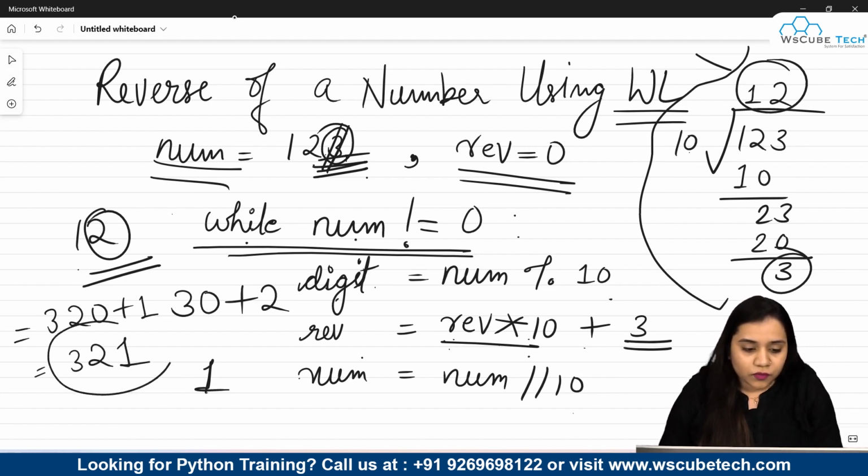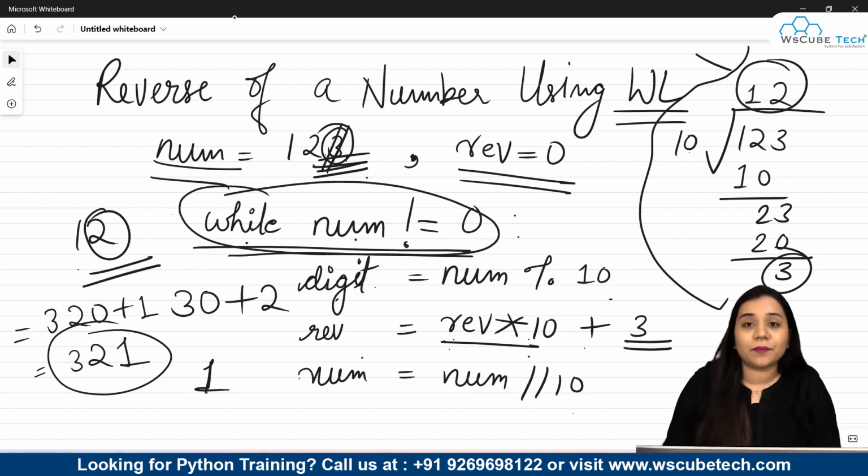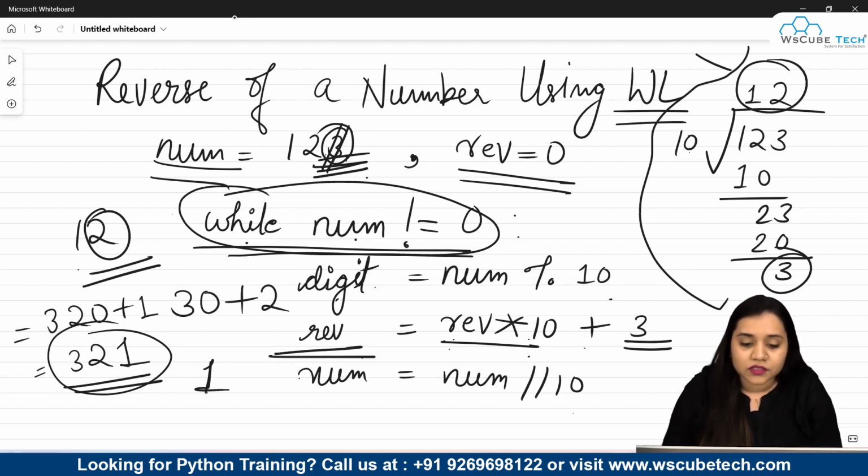So this is what we want to obtain in our reverse, and this time the number 1 will be eliminated and the loop will stop, because now this number will be equal to 0, and in the condition we have given that while the number is not equal to 0, till then we have to execute it. As soon as it will be equal to 0, we will stop executing it, and now it will become 321. That means inside the reverse we will be obtaining the value 321, which is the reverse of 1, 2 and 3. So this is how we will be obtaining it, by using the while loop.